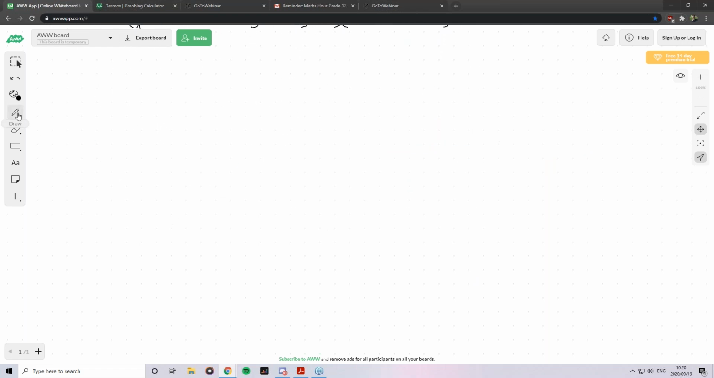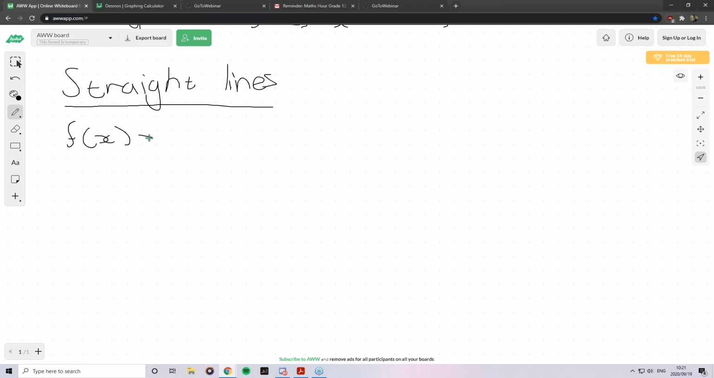Let's just start with a common question, let's say for straight lines. How do I find the inverse of a straight line? Let's start with f of x equal to mx plus c. This is just your basic definition of a straight line.